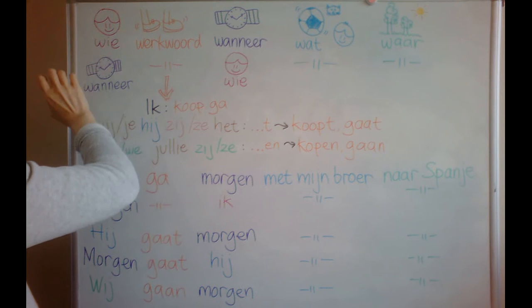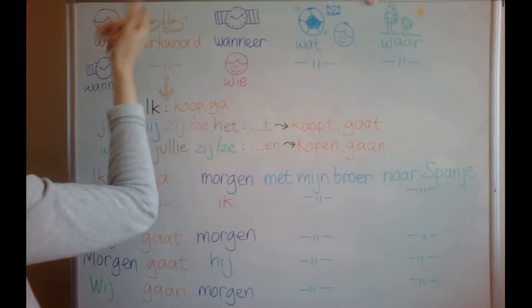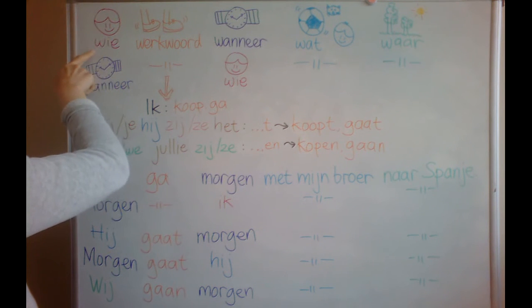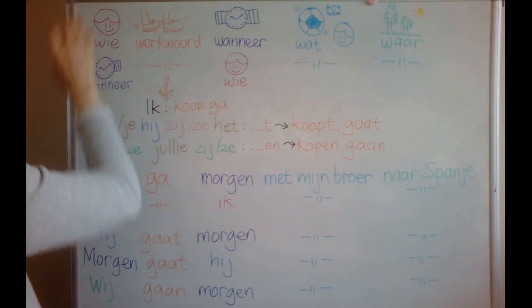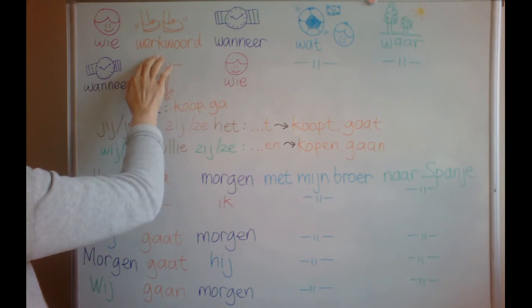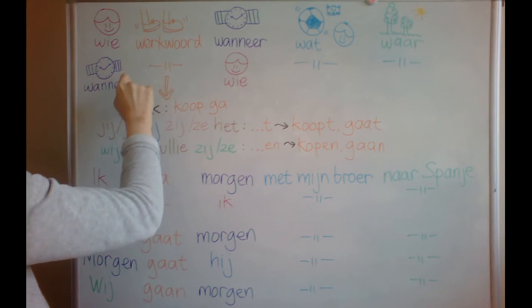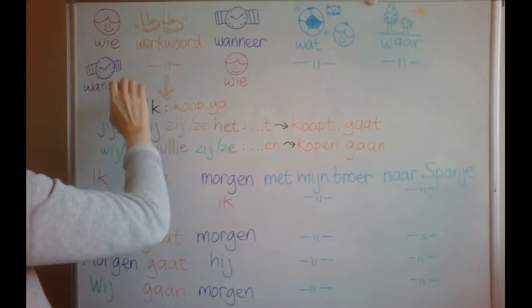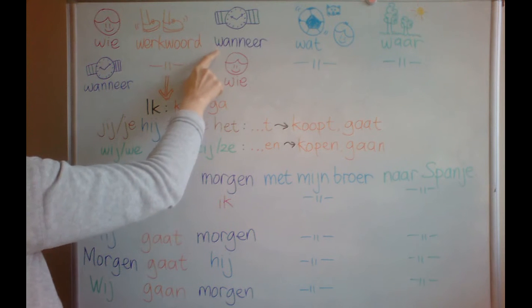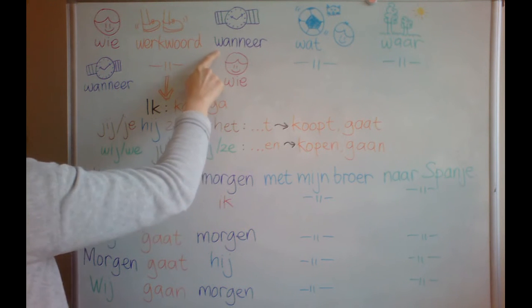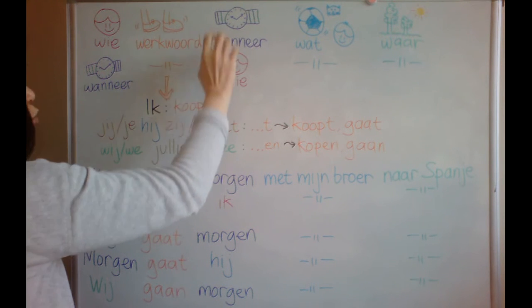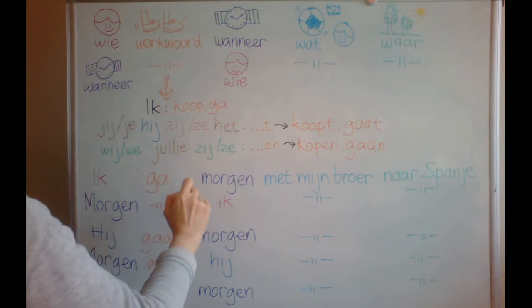animals, objects, things. Here, we or who. And you put the werkwoord, this is verb. And you put wanneer, this is when. You put the time signal here.